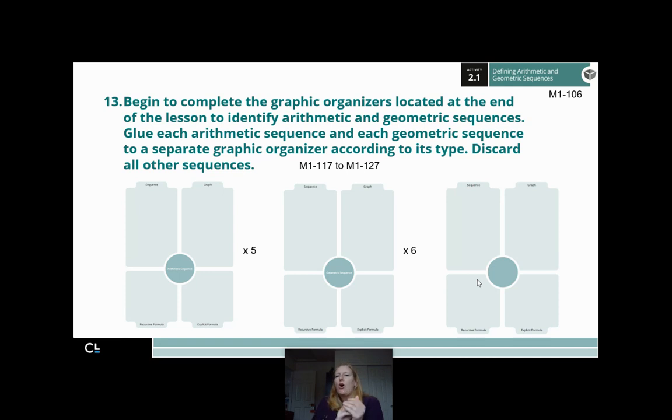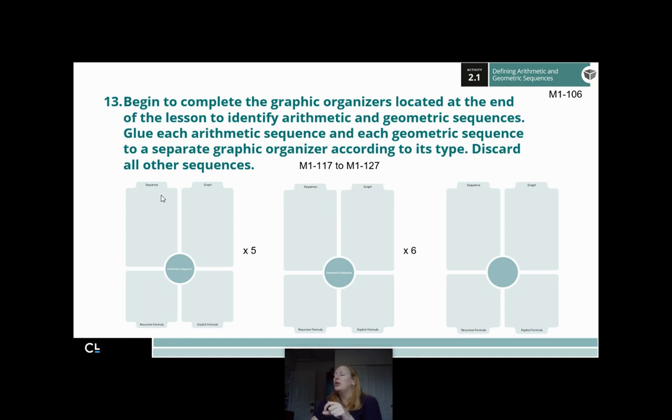Now, we're not filling out all of these today. But here's what we are going to do. I want you to glue, each arithmetic sequence gets its own page. So those little cards that you cut out, and you wrote on them the next 3 terms, the pattern, and d equals, your common difference, you're going to glue them onto your graphic organizers. So all of the arithmetic ones, you're going to do 1 per page. All of the geometric ones, make sure they're going in the right place, 1 per page, all right?